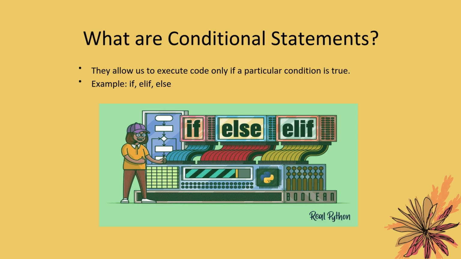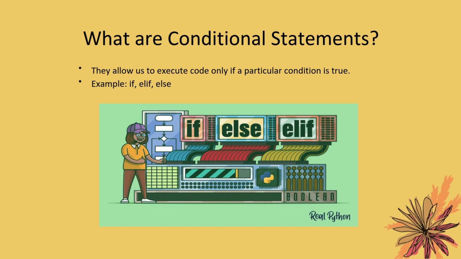Let's understand it in a real-world sense. Think of a traffic light system. If the light is red, you stop. Else if it's yellow, you slow down. Else if it's green, you go. That's exactly how conditional logic works in code, evaluating one situation at a time and acting accordingly.